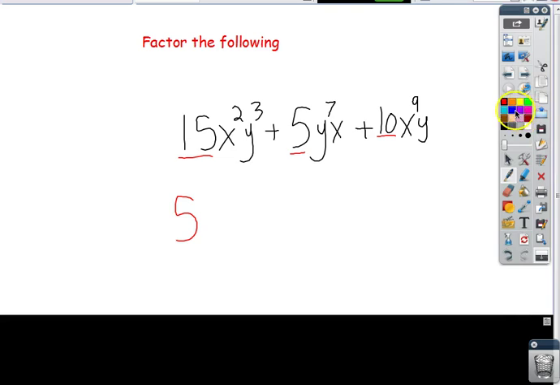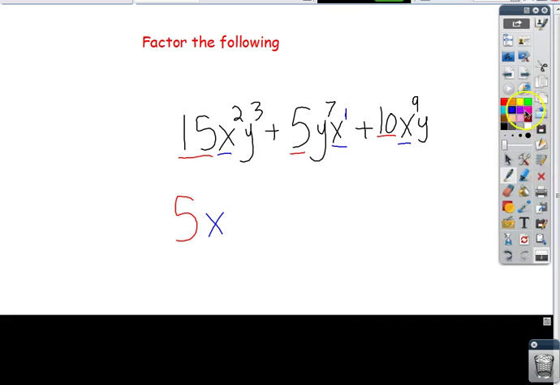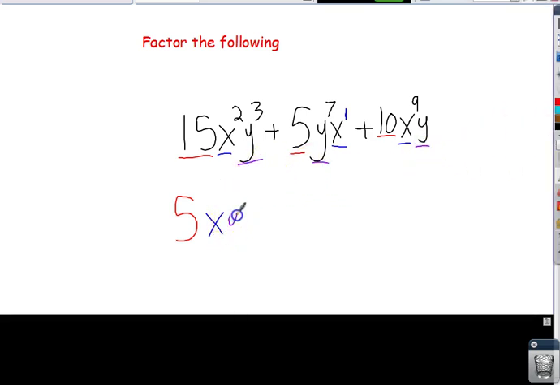Now, let's look at the x's. I have an x squared, an x, and an x to the 9th. What is the biggest x that all of them have in common? And the answer is x. Now, I know what you're thinking, but there's a square there and a 9 there. But there's a 1 right here. So the biggest one that they all share that I can ask them from each of them is x. Let's look at the y's. I have a y to the 7th, a y to the 3rd. The biggest one is y.